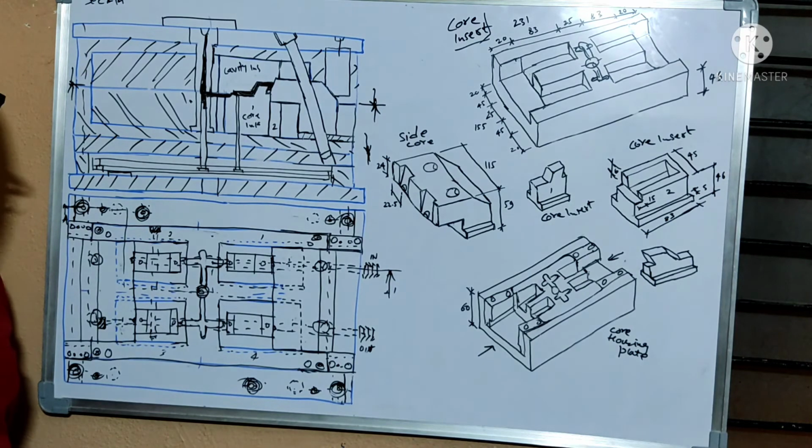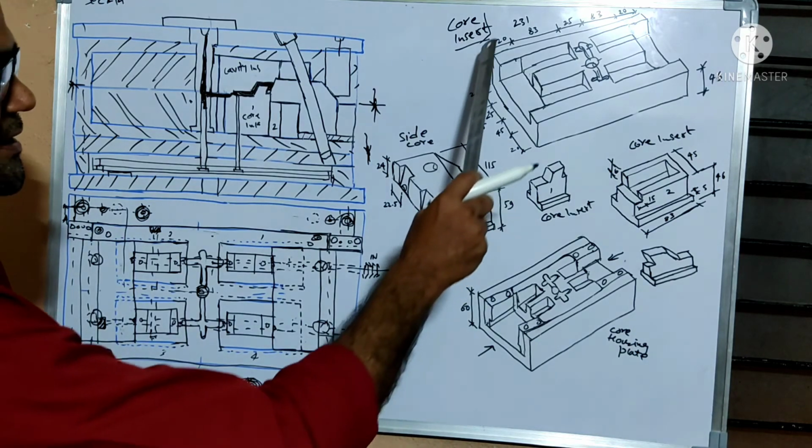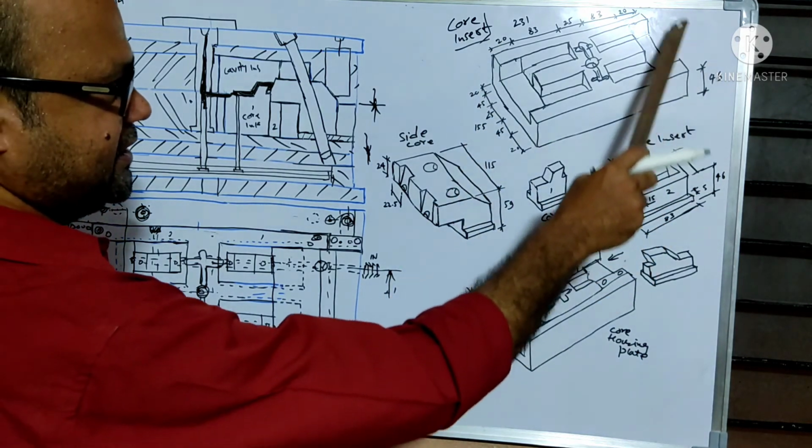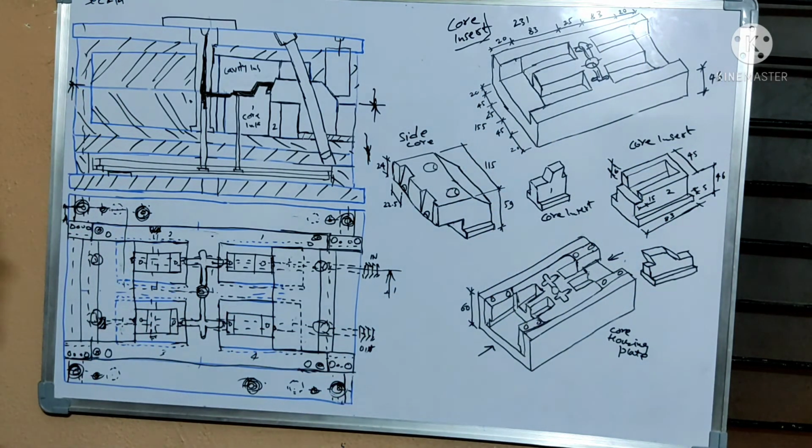While you are drawing in the 1:1 drawing sheet, some of the hints I am giving for your reference, but when you are going to draw, I am giving only for the reference of 1:1. This is the main core insert what I had drawn.